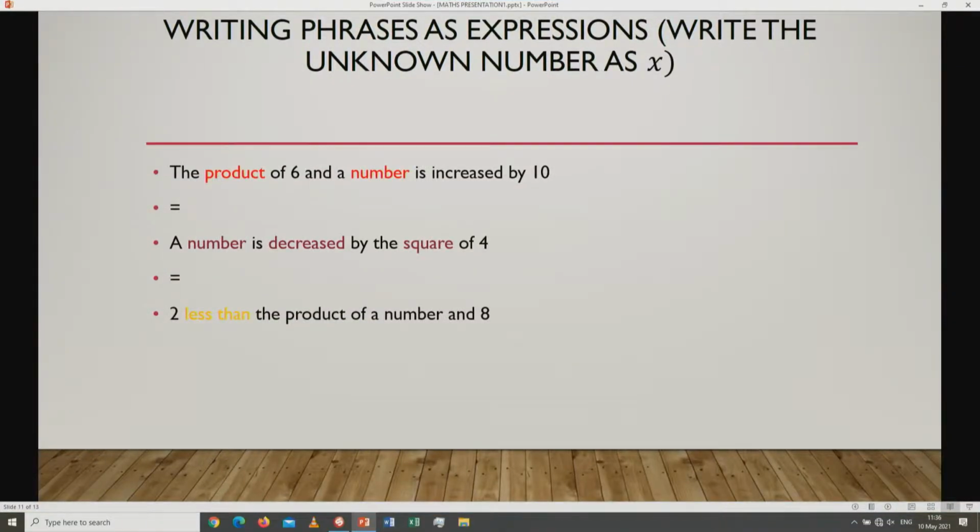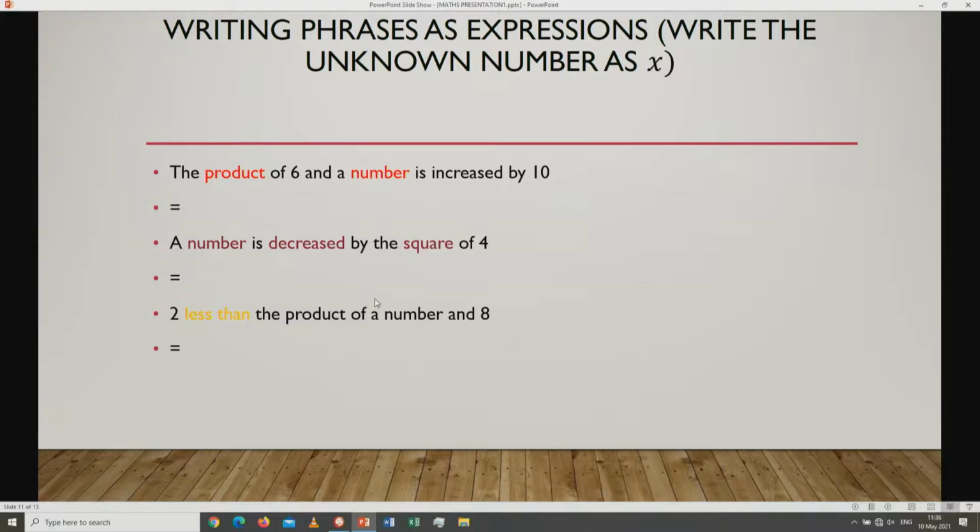Now, let us see, guys, moving on. After completing these 3, it is evident that now we are able to write the product of a number and 6 that has been increased by 10 as an expression. We did it. A number is decreased by the square of 4. We did it. 2 less than the product of a number and 8, we did it.